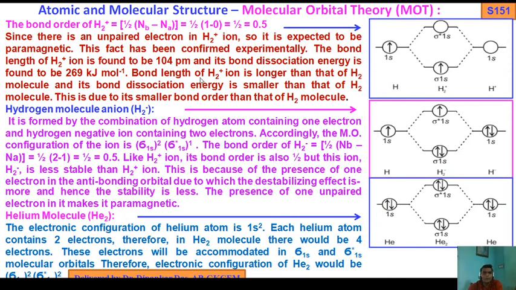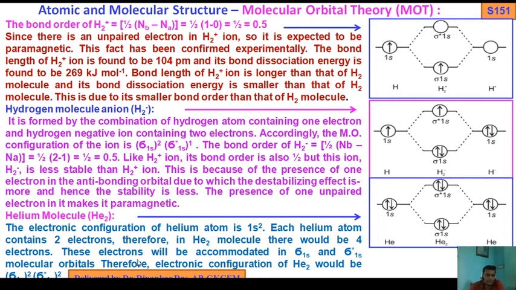The bond length of H2 plus ions is longer than that of H2 molecules and its bond dissociation energy is smaller than that of H2 molecule. This is due to its smaller bond order than that of H2 molecules. We know the bond order of H2 molecule is 1 and in case of H2 plus the bond order is 0.5. Why? Because it has only 1 electron in bonding orbitals. So 1 by 2, that is 0.5.